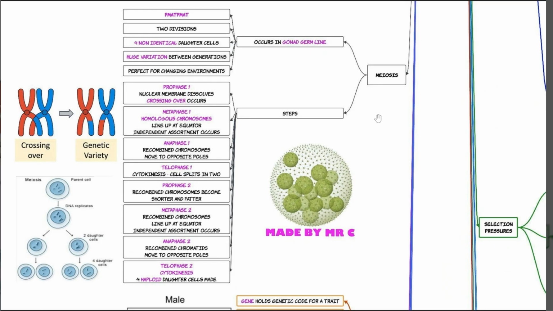But now we have to go through the second division. In prophase 2, the recombined chromosomes become shorter and fatter. In metaphase 2, the recombined chromosomes line up at the equator, and independent assortment occurs. In anaphase 2, the recombined chromatids move to opposite poles. Then we've got telophase 2 and cytokinesis, producing 4 haploid daughter cells that are all different to each other and different from the parent cell.